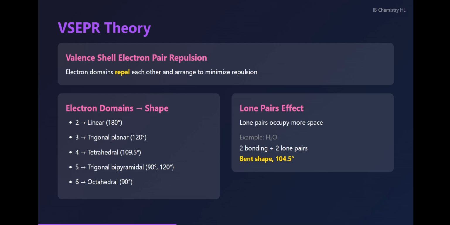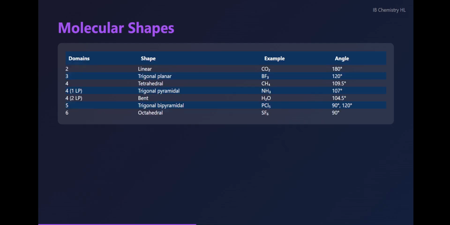The valence shell electron pair repulsion theory predicts molecular shapes based on electron pair repulsions. Electron domains around a central atom repel each other and arrange to minimize repulsion. Two electron domains give linear geometry with bond angle 180 degrees. 3 give trigonal planar with 120 degrees. 4 give tetrahedral with 109.5 degrees. 5 give trigonal bipyramidal with 90 and 120 degrees. 6 give octahedral with 90 degrees. Lone pairs occupy more space than bonding pairs, so they reduce bond angles. For example, water has tetrahedral electron geometry, but bent molecular geometry due to two lone pairs.